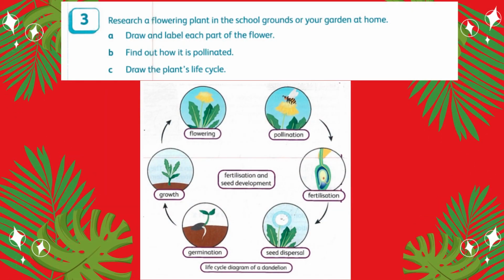Number three, research a flowering plant in the school grounds or your garden at home. A, draw and label each part of a flower. B, find out how it is pollinated. C, draw a plant's life cycle. So A and B we have done. C, you can see flowering, pollination, fertilization, seed dispersal, germination, growth, fertilization and seed development. This is the life cycle of a plant.